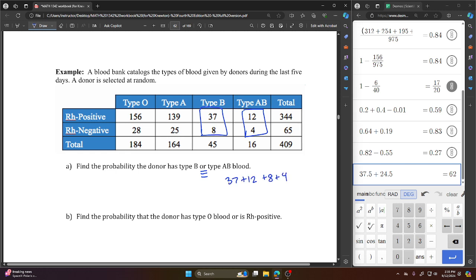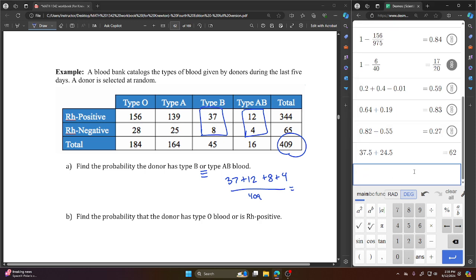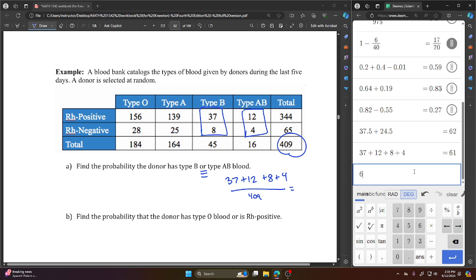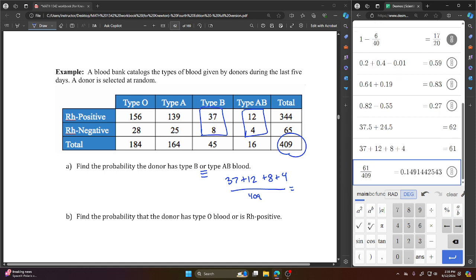Don't they give you the little subtotals? You could do this. Here, there's my grand total. But you can definitely do the subtotals also. Makes it way faster. But you know me, I'm going to go the slow way first. So, we got 0.149, I guess.